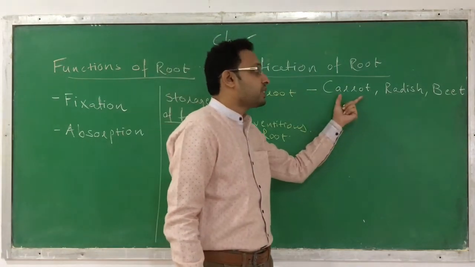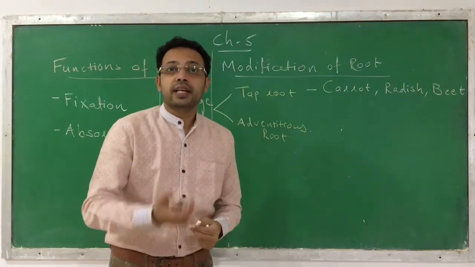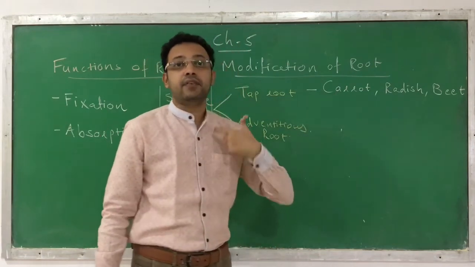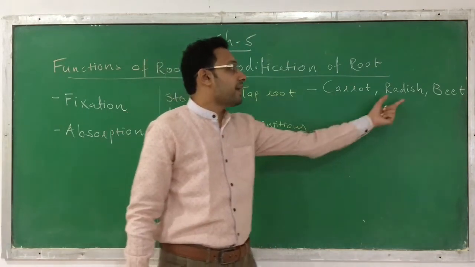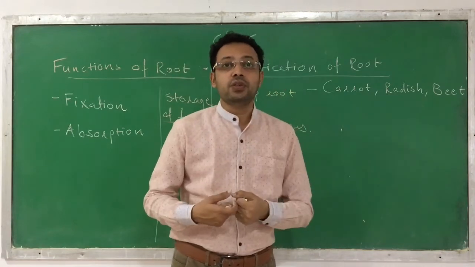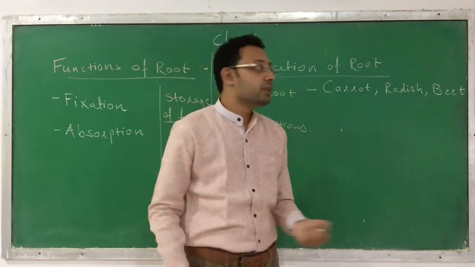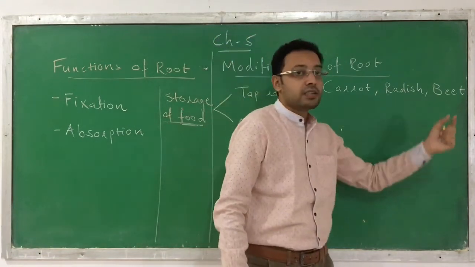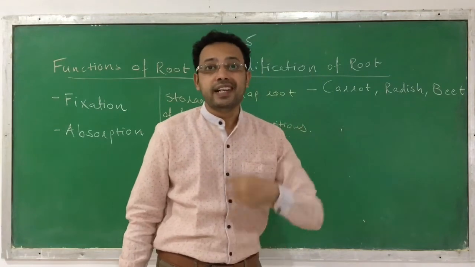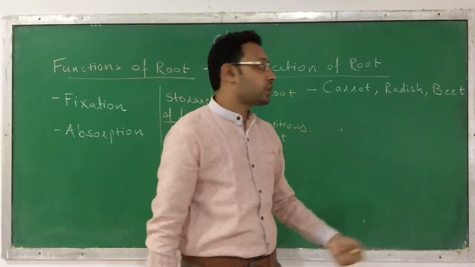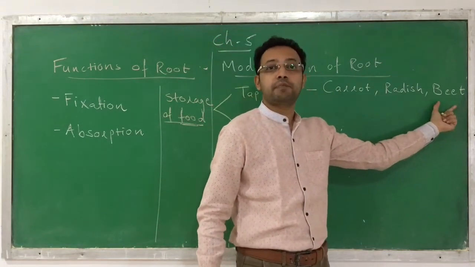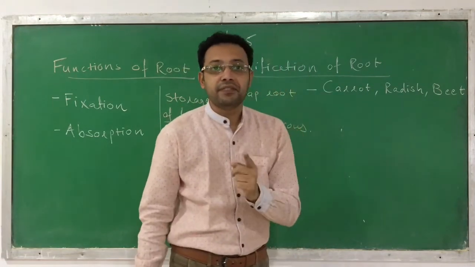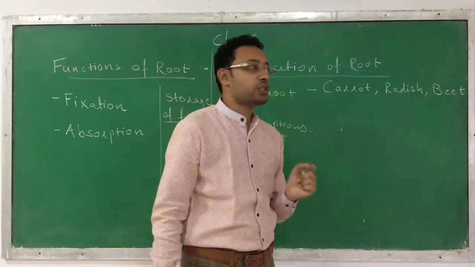Like here in the case of a carrot, due to the storage of food, its shape becomes conical. So you can also call carrot an example of a conical taproot. In a radish, due to the storage of food, its shape becomes fusiform. So radish is an example of a fusiform taproot. Beet, here the shape of this root becomes needle-like, very pointed. So it's a kind of napiform taproot. So remember this for the entrance exam. Carrot is an example of a conical taproot because here the shape is conical.